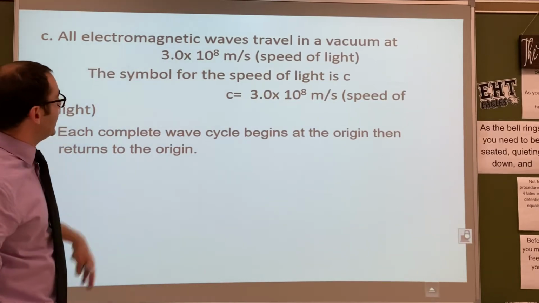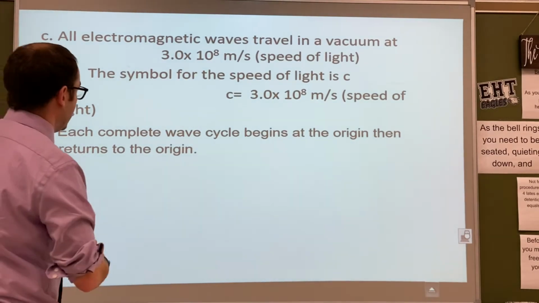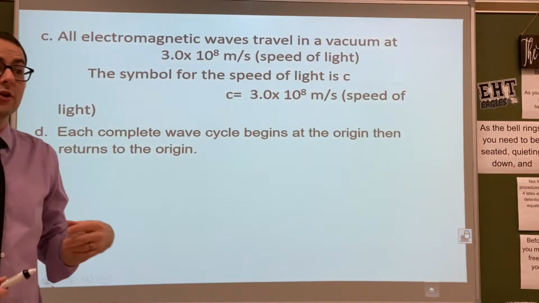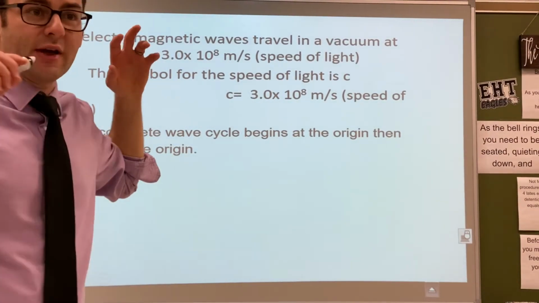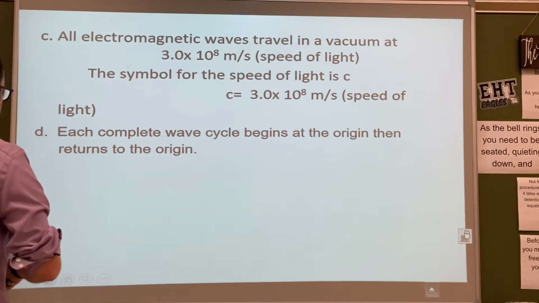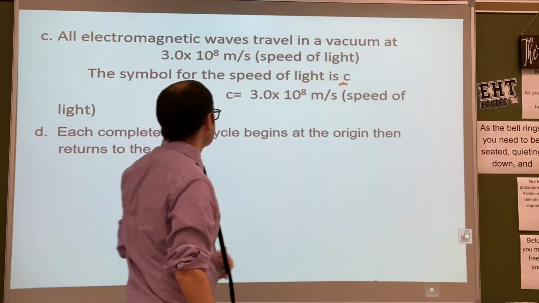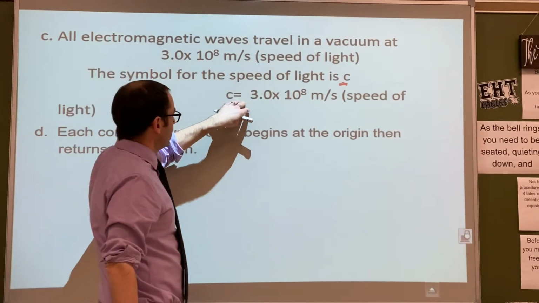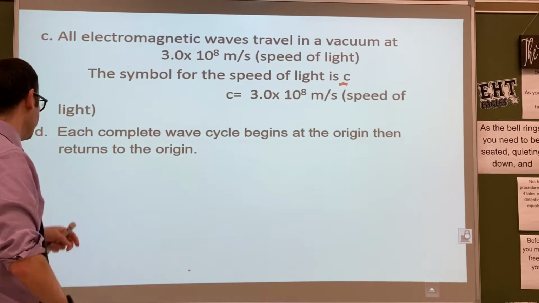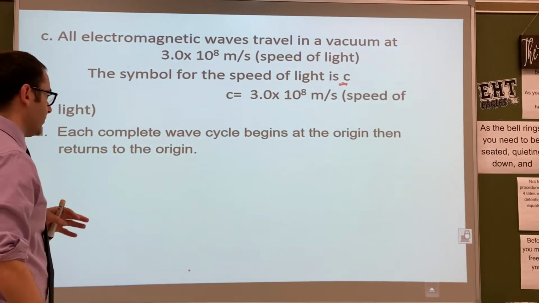All electromagnetic waves travel in a vacuum at the speed of light. And the speed of light is 3.0 times 10 to the 8th meters per second. All right, we'll just consider that a constant, so no sig figs for that, or unlimited sig figs, all right? The symbol for the speed of light is a lowercase c, so it's c equals 3.0 times 10 to the 8th meters per second.